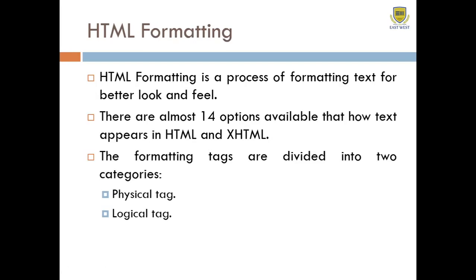So next, let us understand HTML formatting. HTML formatting is a process of formatting text for a better look and feel. HTML provides us the ability to format text without using CSS. There are many formatting tags in HTML. These tags are used, for example, for making text bold, italicized, or underlined. There are almost 14 options available for HTML formatting.